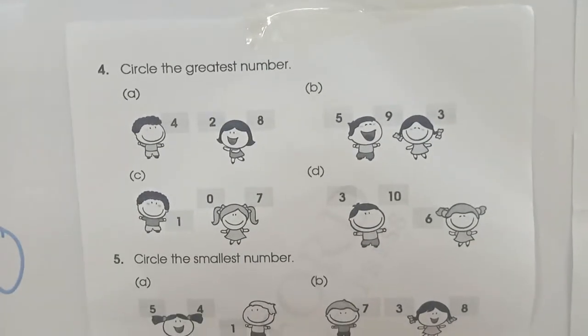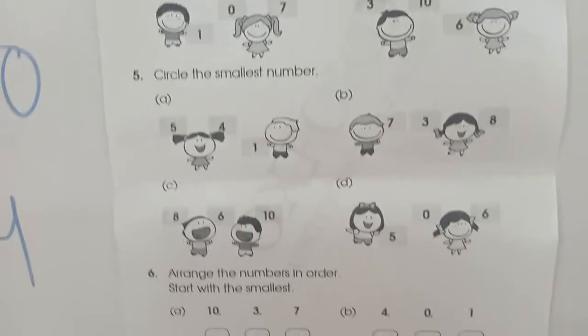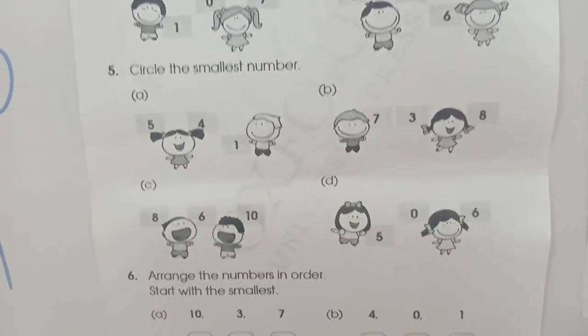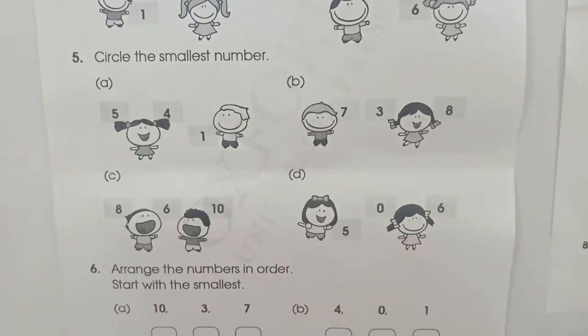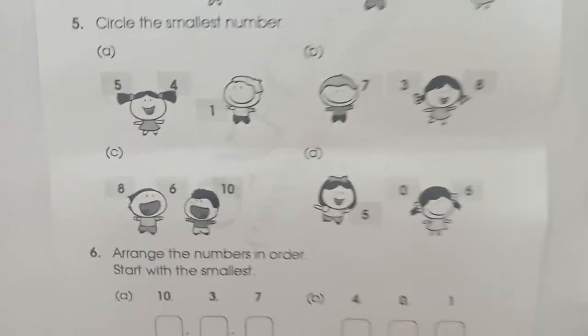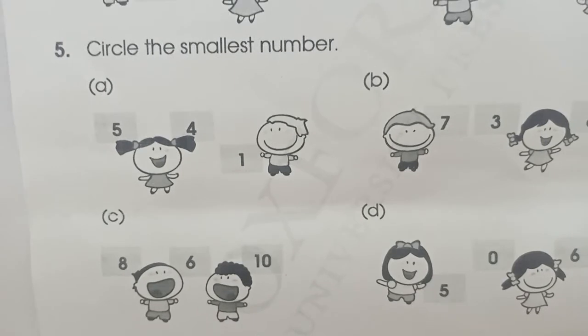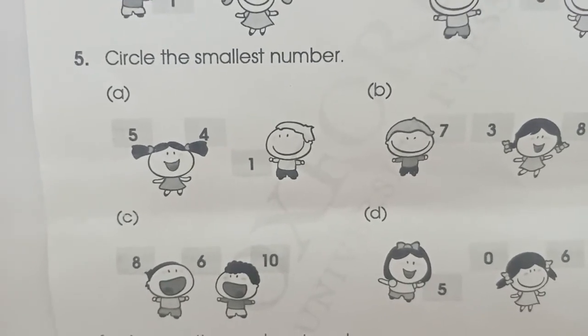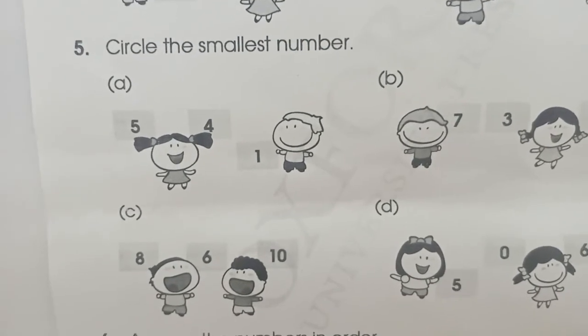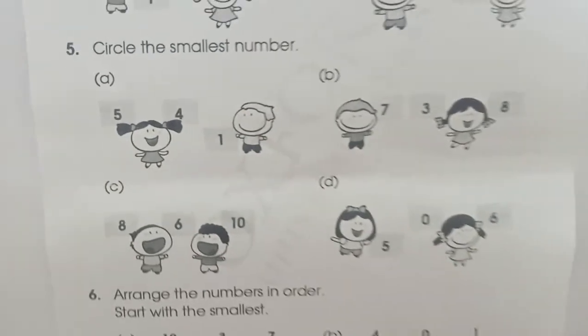Question number B, C and D you can solve yourself. Now question number 5. Circle the smallest number. Question number A is 5, 4 and 1. There are 3 numbers given. Which is the smallest? Yes, number 1 is the smallest.